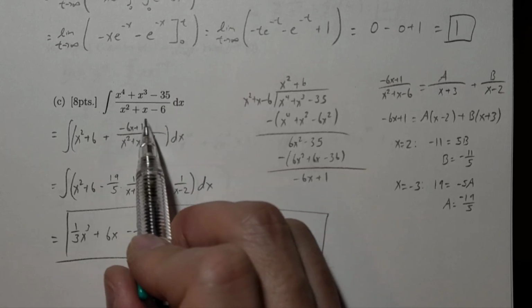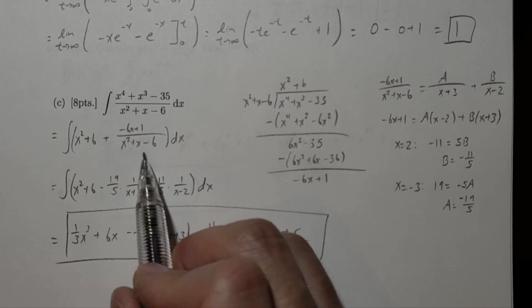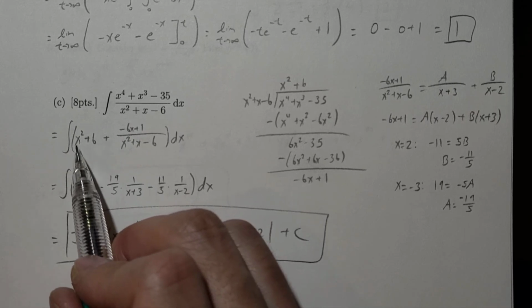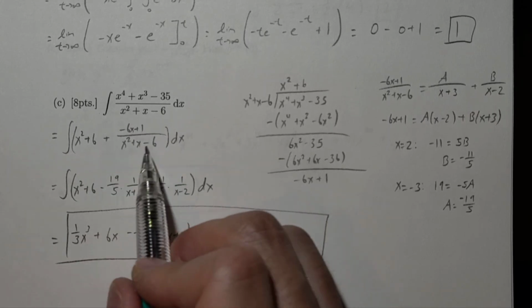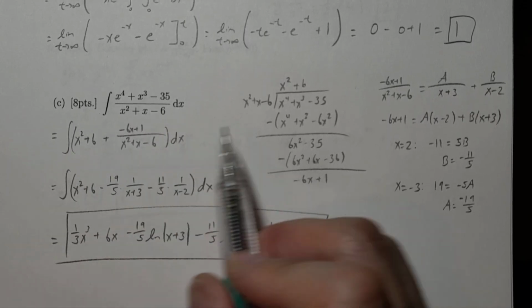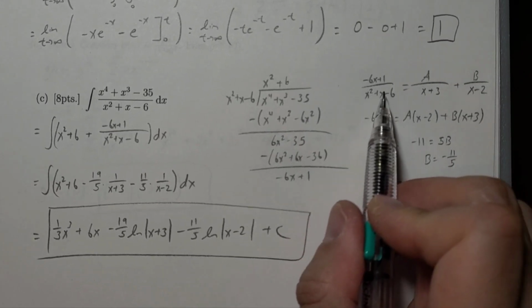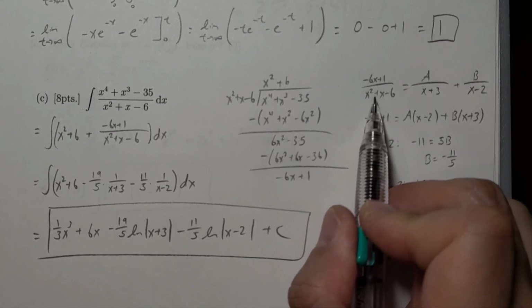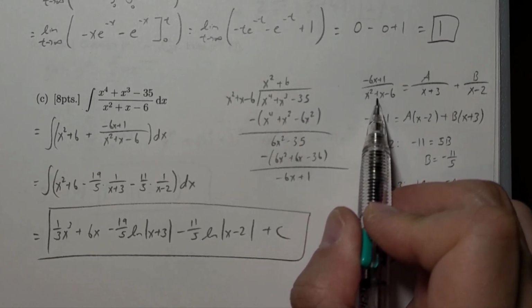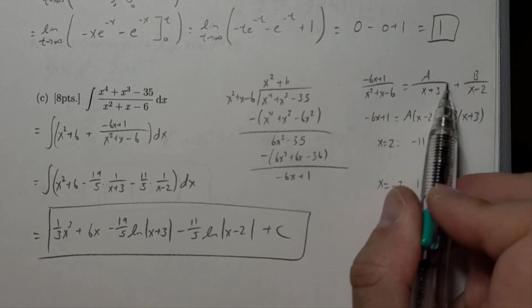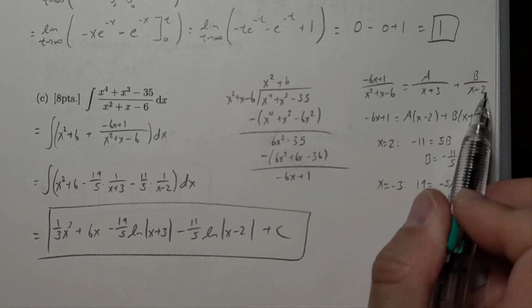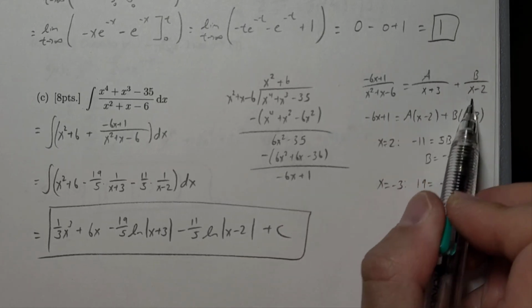Now this is much easier to integrate. Well, these two are for sure easy to integrate, right? This is just power rule, this is just power rule as well. This one we can use partial fraction decomposition. That's the step over here. This bottom I can factor as x plus 3 times x minus 2. So the two partial fractions are like this: A over x plus 3 plus B over x minus 2.